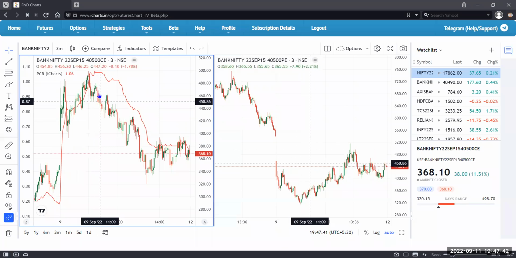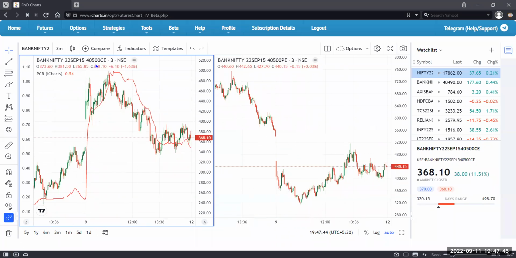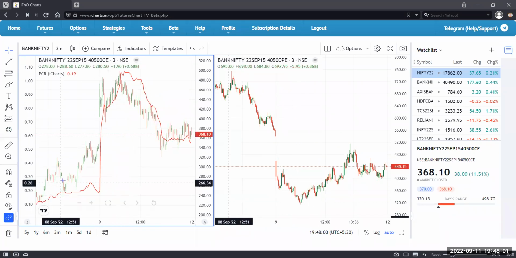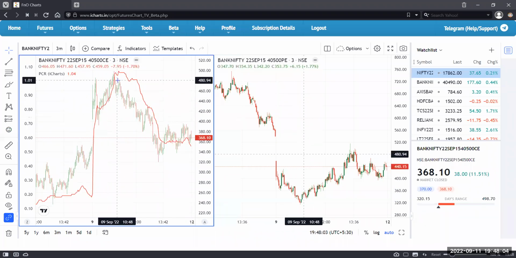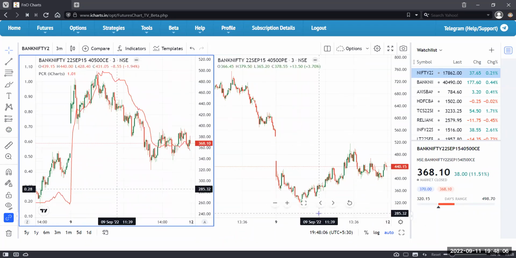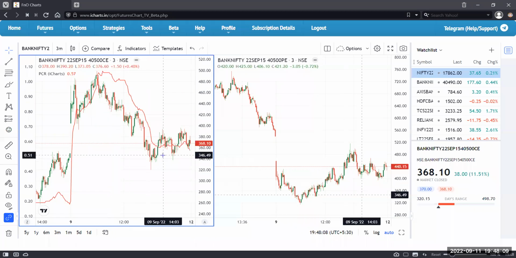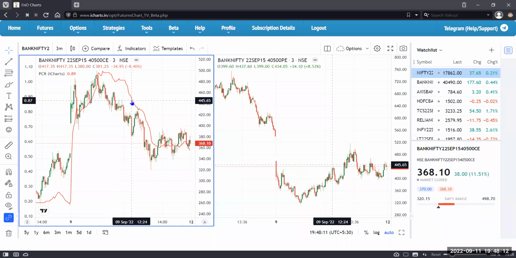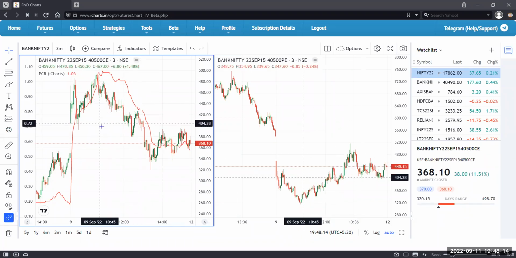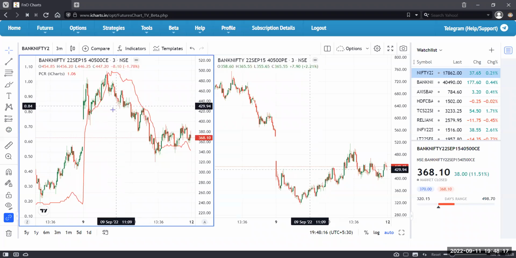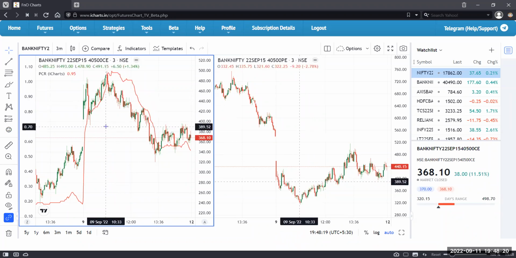Now this PCR that I've added, I have 40,500 Bank Nifty call and put over here, and this PCR that is there over here is for this strike as a whole. So basically, whenever this PCR is going up, that means the call is going up. Generally, call should go up. And when PCR is going down, then generally puts should be going up and call should be going down. Some deviation will be there because this is based on OI and not price itself. But this is what is supposed to happen.